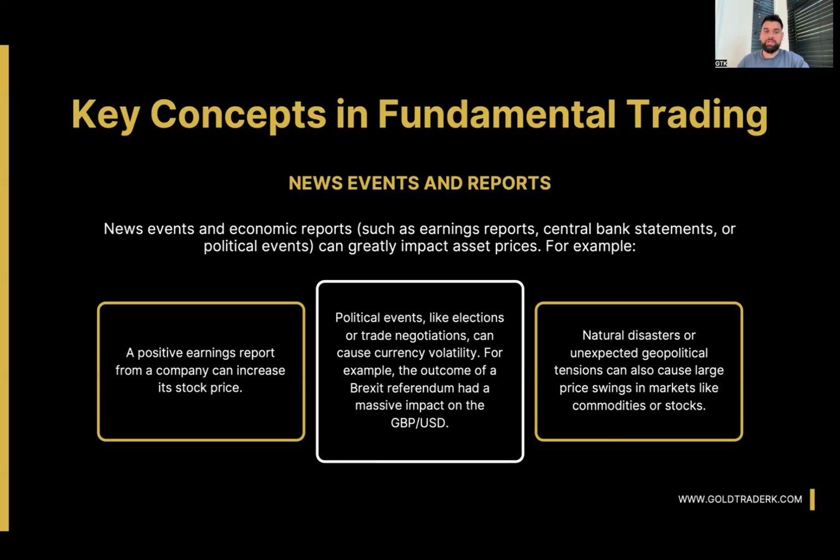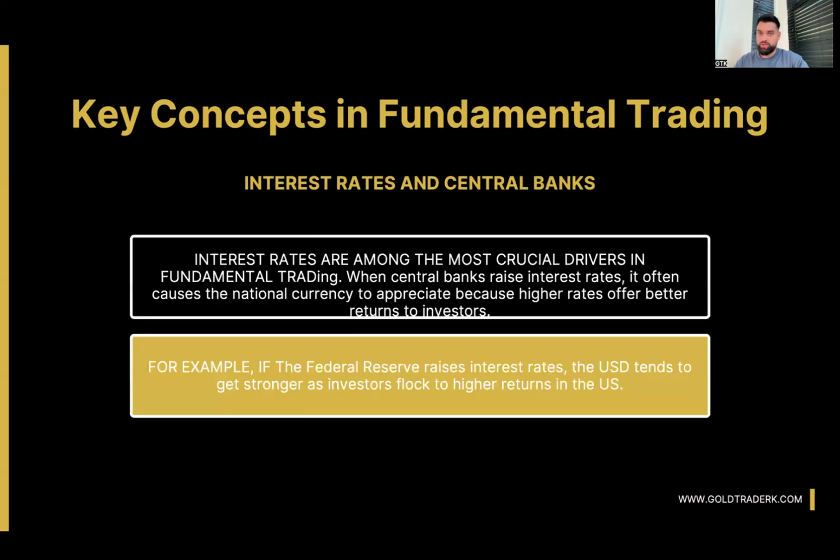News events and reports. News events and economic reports can greatly impact asset prices. For example, a positive earnings report for a company can increase its stock price. Political events like elections or trade negotiations can cause currency volatility. For example, the outcome of the Brexit referendum had a massive impact on GBP/USD. Natural disasters or unexpected geopolitical tensions can also cause large price swings in markets like commodities or stocks.